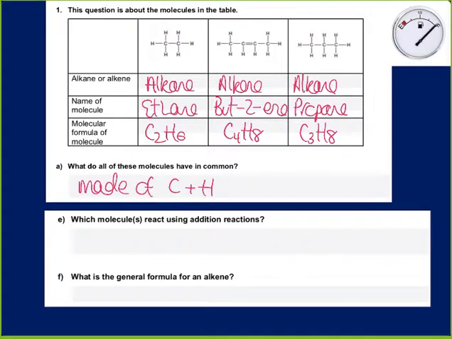Which molecules react using addition? Now technically we haven't done it yet, but from Monday's lesson you should be able to figure out that it would have to be the alkene, because alkanes are not reactive. And the general formula we did was CnH2n. Okay, so everything was relatively straightforward there.